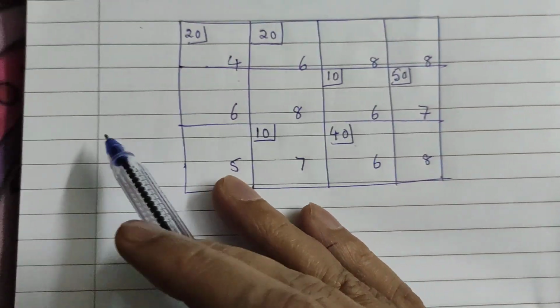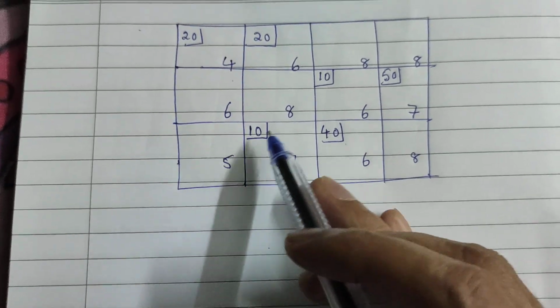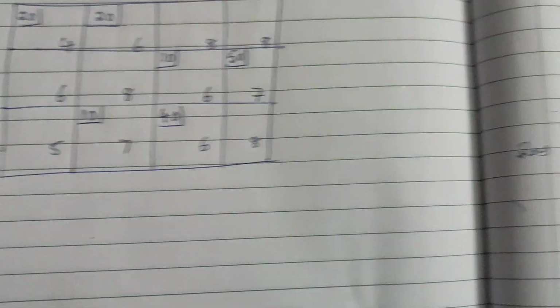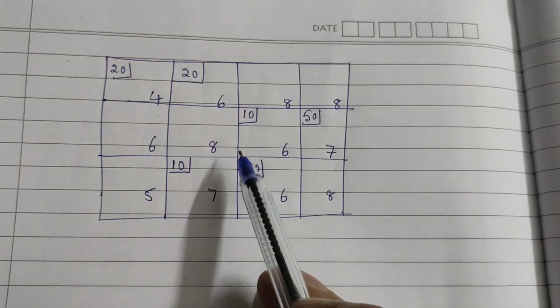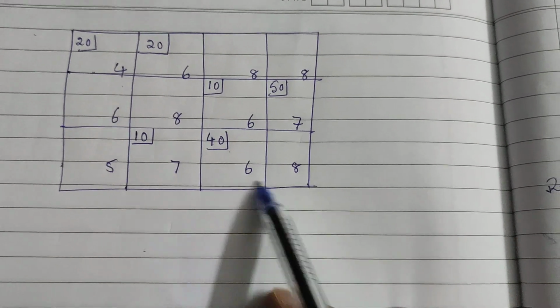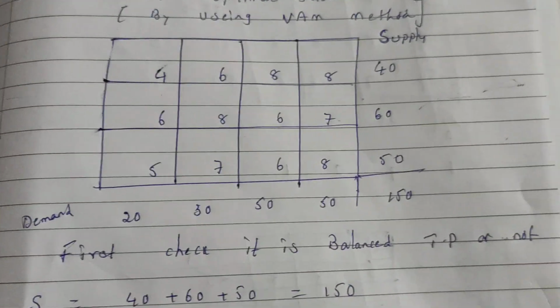Column-wise, the same. First column is 20. Second column is 30. The third column, 10 plus 40 is equal to 50. And the fourth column is also 50. So 50 and 50, correct.